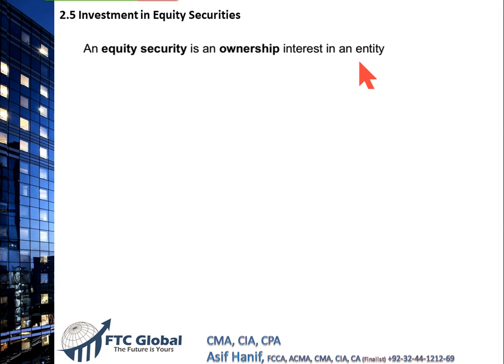Preferred stock and common stock we have already discussed in our unit 1. Warrants and call options, they are derivatives and they will be discussed in your section B CMA part 2. All these common stock, preferred stock, warrants, call options, they are collectively called equity securities. So these are the areas covered within equity investment.